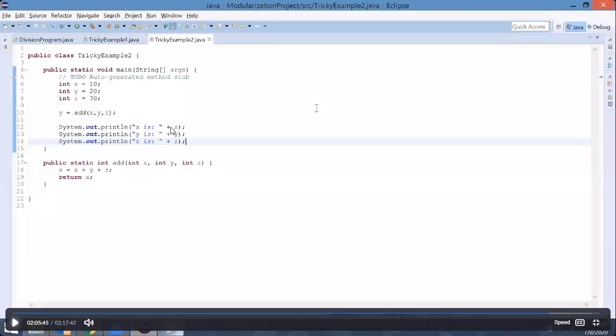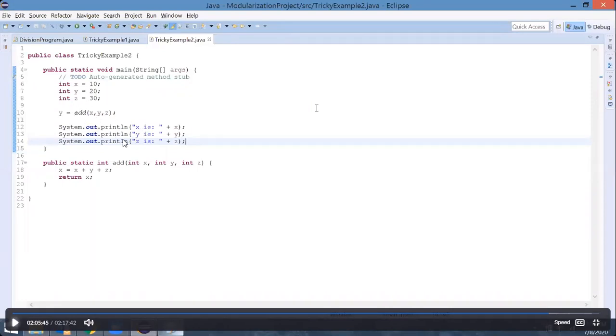So I'd like to share another one of those tricky examples. This particular example is just a small demonstration of modularization. Essentially, we're given three variables, 10, 20, and 30, all with corresponding letters here. And y is equated to a method which takes in all these three variables as parameters. So y would be equated to the addition of x, y, and z, and that's what we'd think.